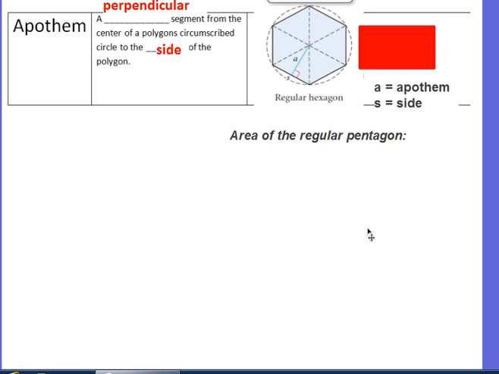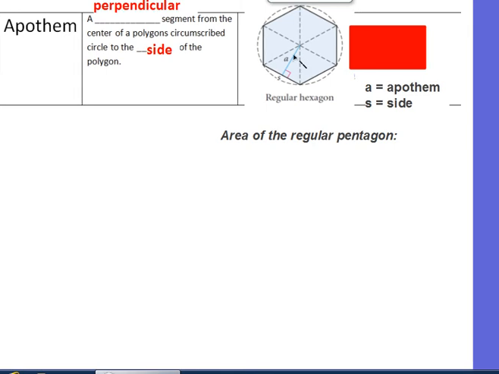So go ahead and write apothegm, a perpendicular segment from the center of a polygon's circumscribed circle to the side of the polygon. I got the picture on the side. I really want you to draw that, especially the part where it has a little right angle mark right here. You can see the blue line, and I'll try to draw it in a little bit more. It's this line right here. That is the apothegm. It has to be perpendicular from the center of the circle to a side. You have a equals the apothegm and s equals the side. So go ahead and pause this video and make sure you get this down. I'm going to move on.